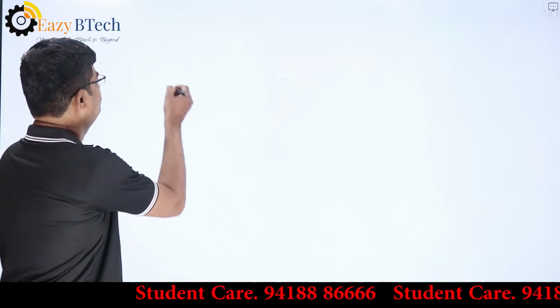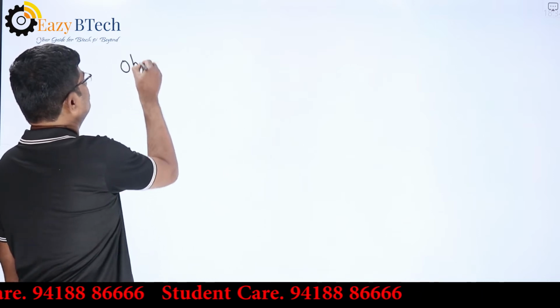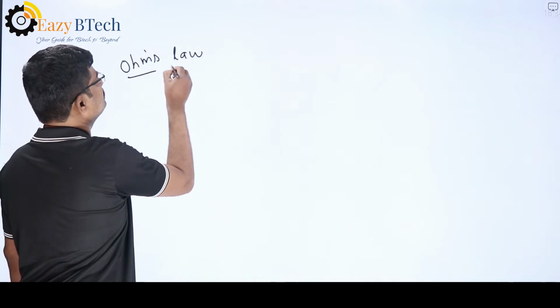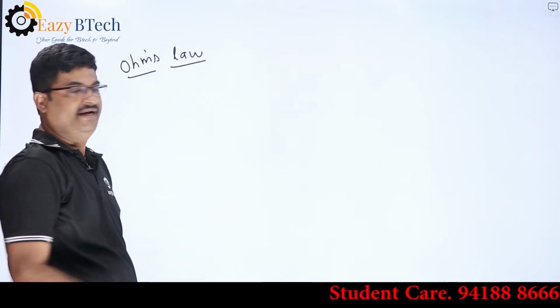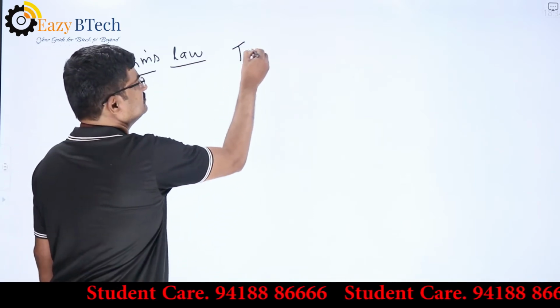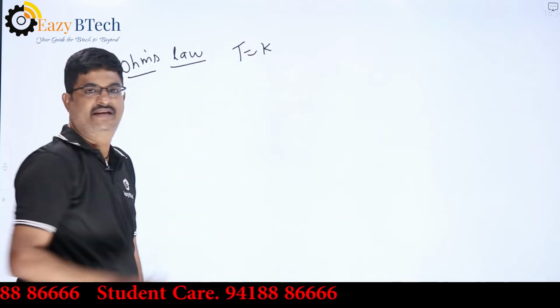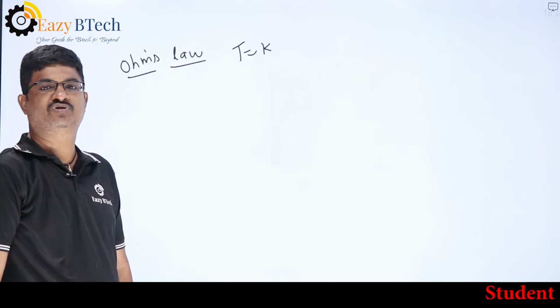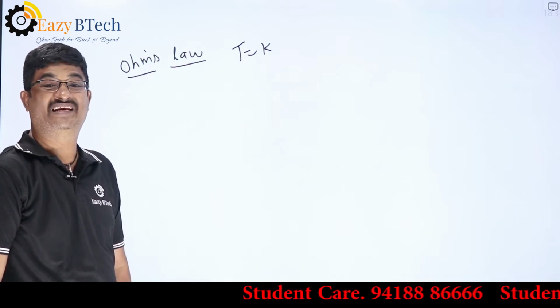The next topic which we will be discussing is Ohm's law. Ohm's law is valid at constant temperature. The current flowing through a conductor is directly proportional to the potential difference between its ends.